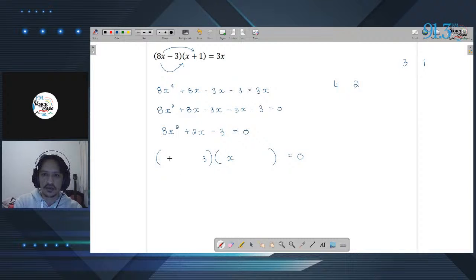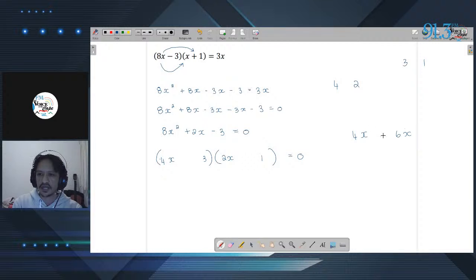So let us try 4 and 2. So let's put the 4 here and let's put the 2 here. So this 1 is still here. So 4x times 2x gives me 8x squared. 4x times 1 gives me 4x. And 3 times 2x gives me 6x. Okay. So now we can see we can actually get 2x from these two terms.